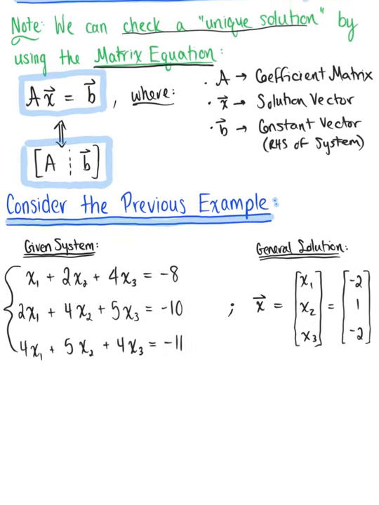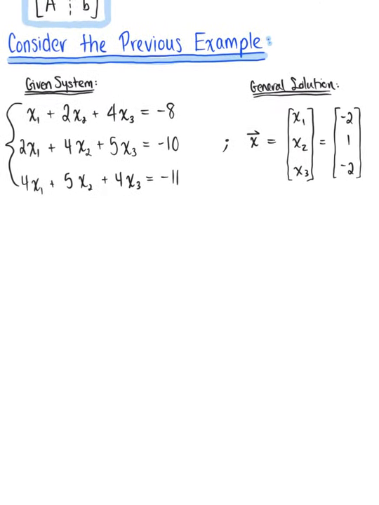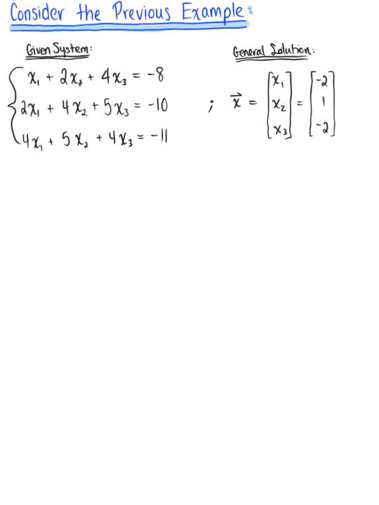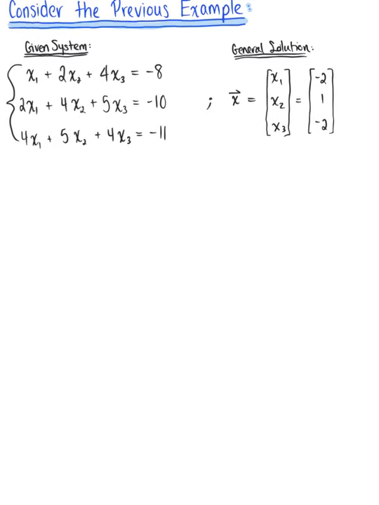To do that, I want to think back to the previous example. Remember, in our previous example, we were given this beautiful system here, and we found this general solution. So how can we establish the matrix equation? Well, let's break this up piece by piece. I'm going to show a little extra detail here, because it's important for us to decompose a linear system. We need to know all the ins and outs of our system.